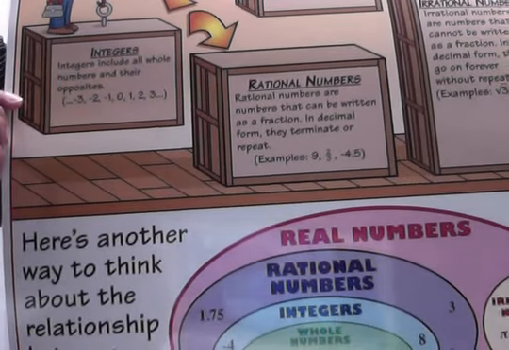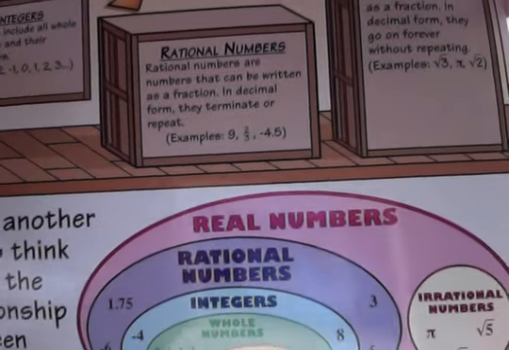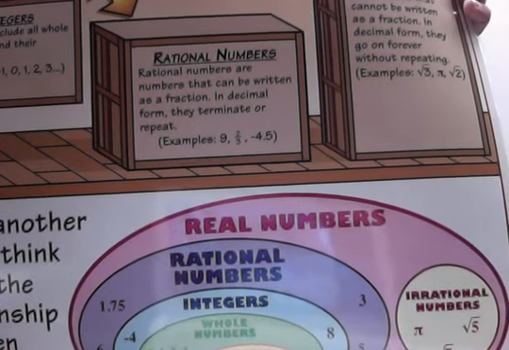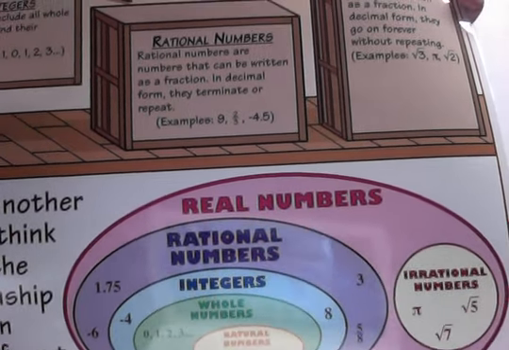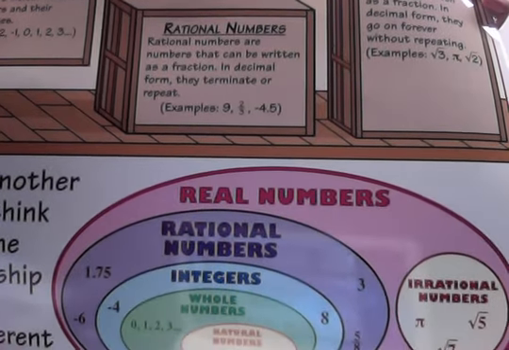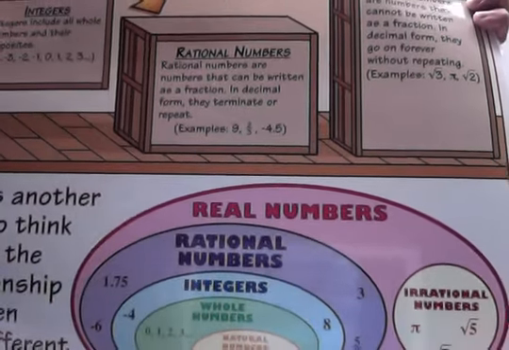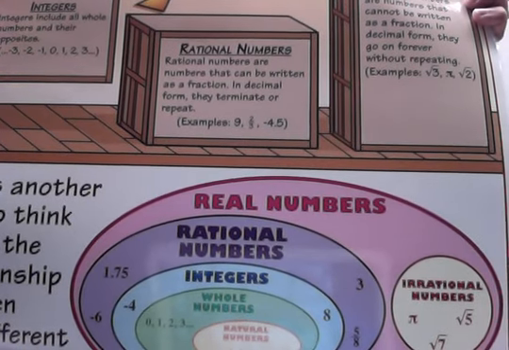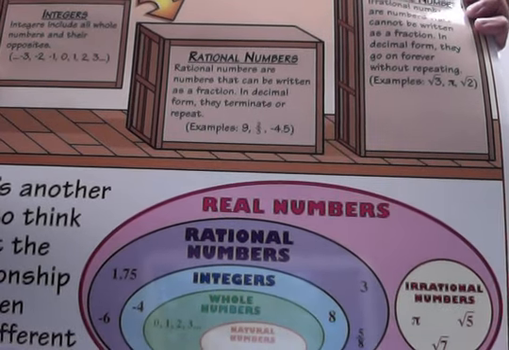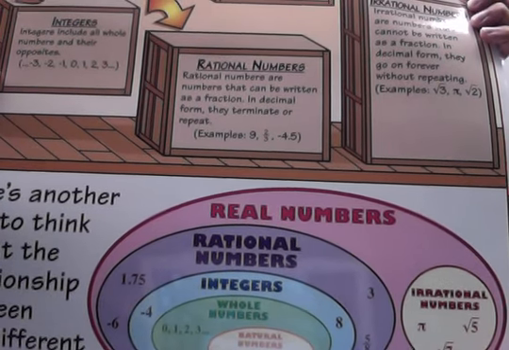All right, moving on now to rational numbers. Maybe if you've been called a rational person before, you're a person that makes sense with their thoughts. See if you can make that connection here with a rational number. Rational numbers are numbers that can be written as a fraction, and in decimal form, they terminate or repeat. All right? And so examples would be 9. Again, I can write that as a fraction, 9 over 1. In decimal form, 9.0, that ends. Remember, terminate means end.